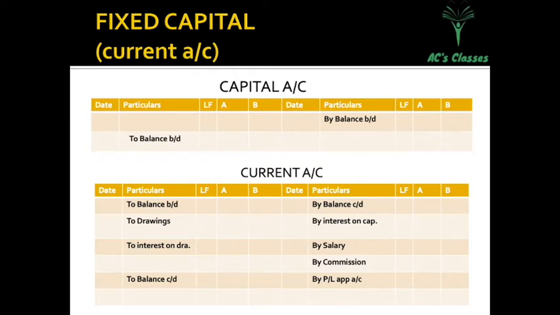The two items which are there in the debit side of the current account are drawings and interest on drawings, and if there is a loss, it can be transferred to the debit side of the current account as to profit and loss appropriation account. The balance will be found out. The balance in the current account can be on the debit side or it can be on the credit side also.